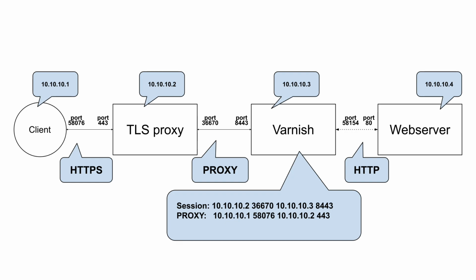And that's where the proxy protocol really excels, because it manages to transport that proxy header containing 10.10.10.1 over port 58076 as the client, and the server being 10.10.10.2 over port 443, which is the HTTPS connection that was established with the TLS proxy. There are two versions of the proxy protocol, V1 and obviously V2.